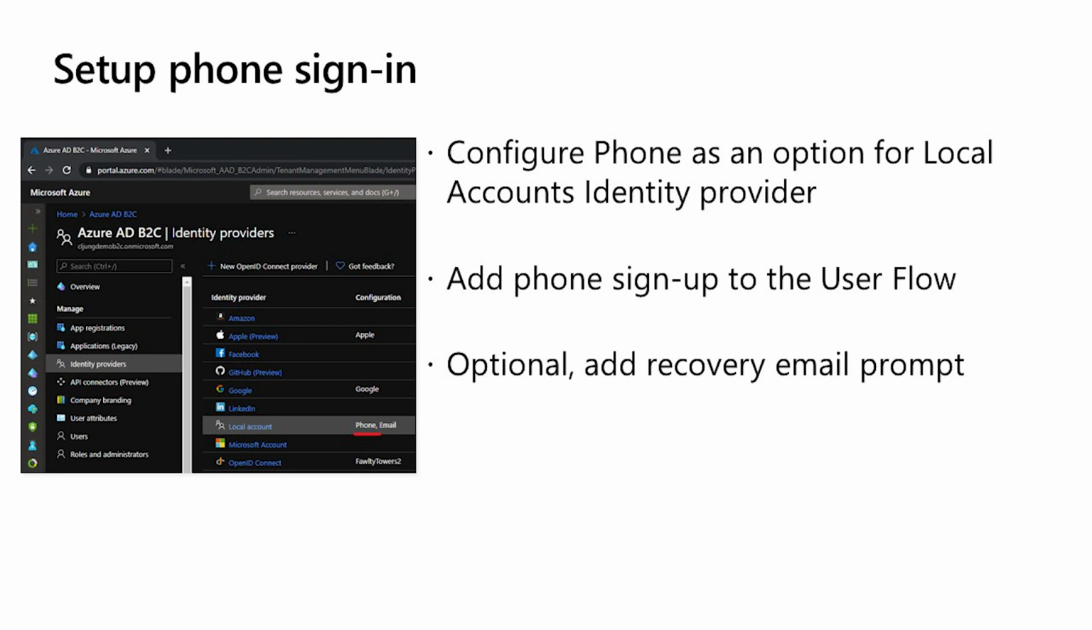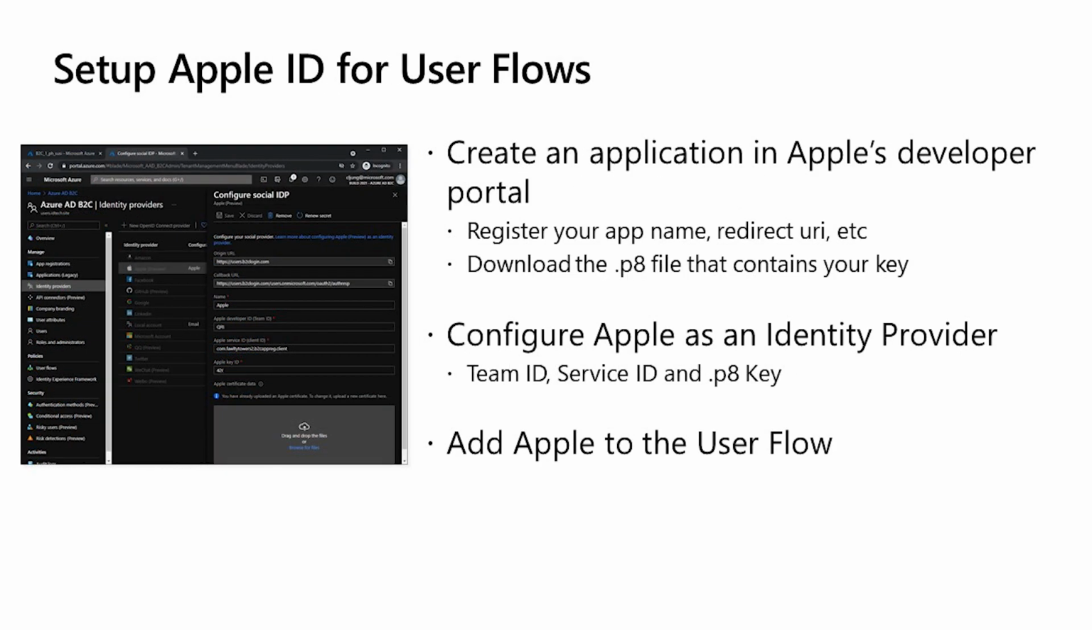In order to start using phone sign-in and sign-up in your apps, you first need to configure the option on the local account identity provider to use phone sign-in. Then you need to add it as an option in your user flow configuration. And when you do that, one thing to consider is if you should enable or disable the setting of using email as an option for account recovery. Enabling this will ask the user for an email and will verify it during the sign-up process. Disabling will not.